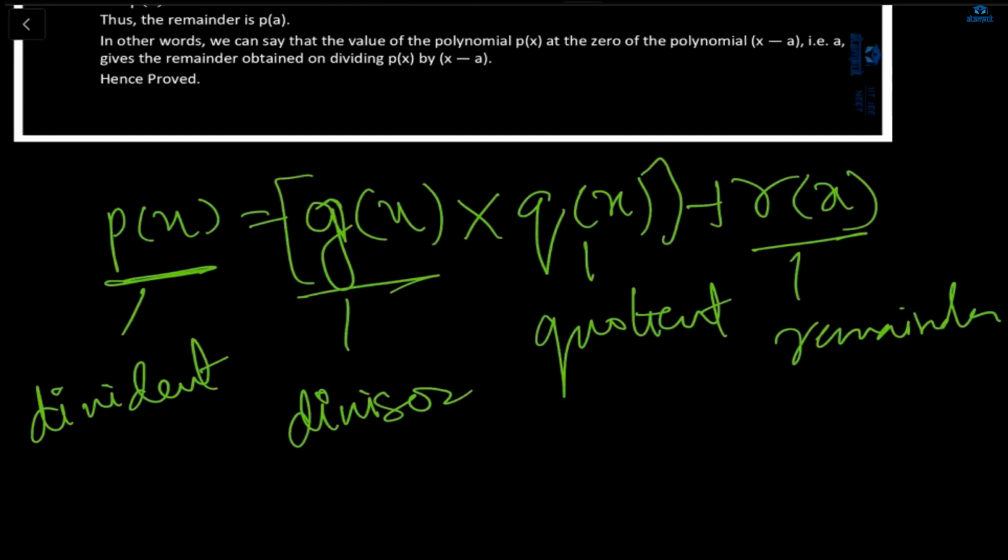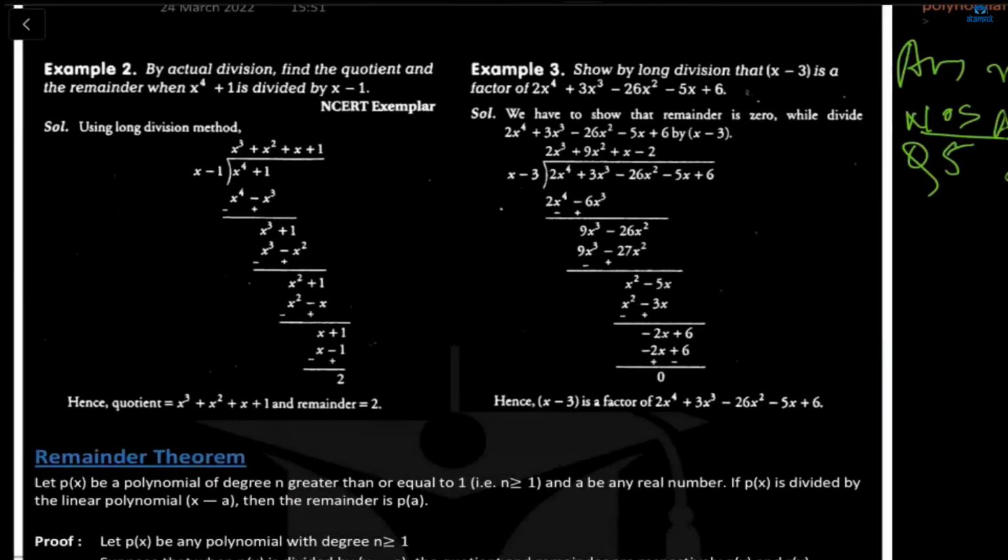Now let's see. We have done one single question on the basis of remainder theorem. Now let's see some more examples. Example number 2. By actual division, find the quotient and the remainder when x to the power 4 plus 1 is divided by x minus 1. So here, Zikra, can you tell me the value of p(x) here?